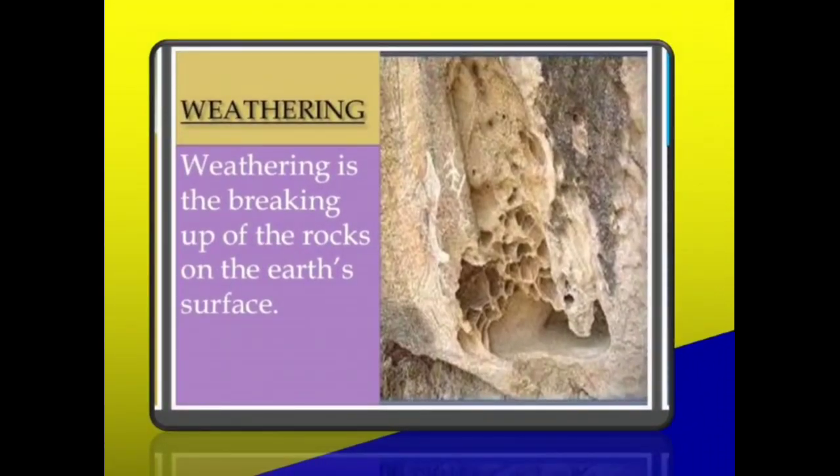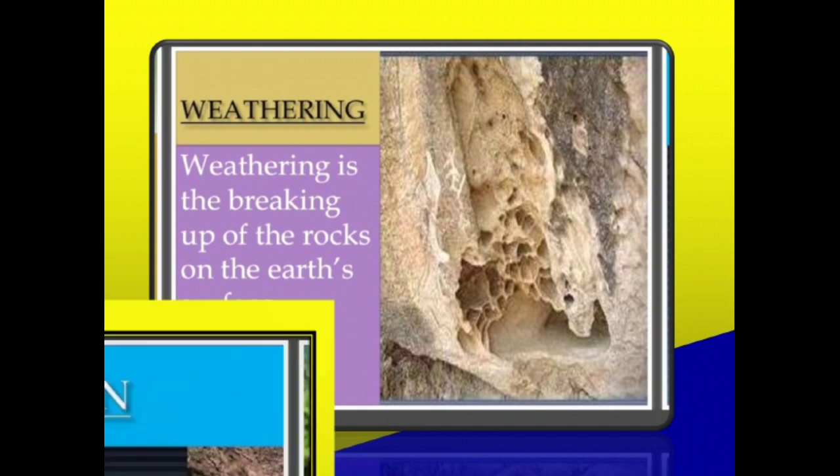Students, do you know what weathering is? Weathering is the breaking up of rocks on the earth's surface. It is caused by wind, water, ice, plants, heating and cooling. They are the various agents of weathering.